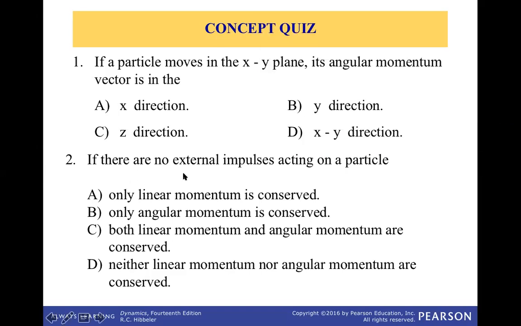On the second one here, it says if there are no external impulses acting on the object, what happens to the linear momentum and also the angular momentum? From the principle of linear impulse and momentum, we know that if there are no external forces or no external impulses acting on the object, then the linear momentum will be conserved. So that's for sure right. But what happens to the angular momentum?